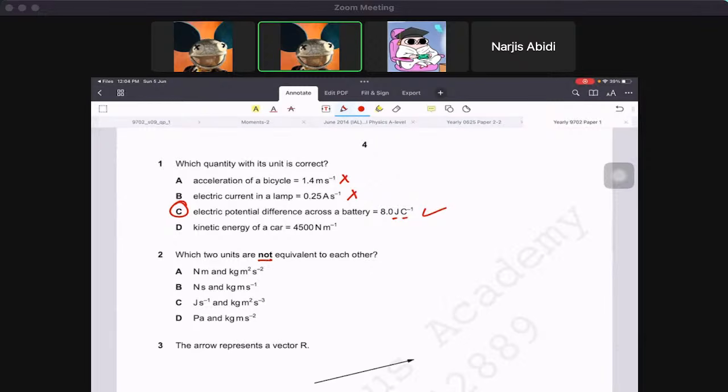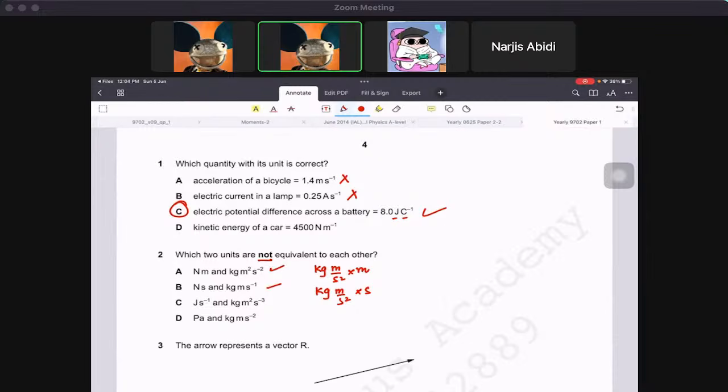Now, which units are equivalent to each other? Newton meter and kg meters per second. Okay. Which are not equivalent to each other. Okay, let's try this. Kg meters per second square for force times meters. Okay, this is equivalent. Kg meters per second square times second. Okay, that's also equivalent.